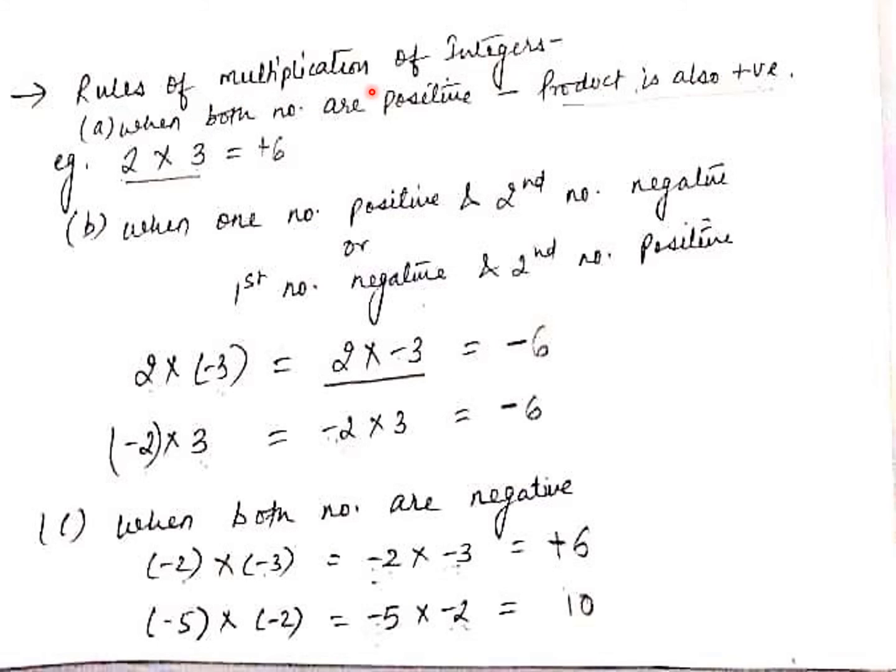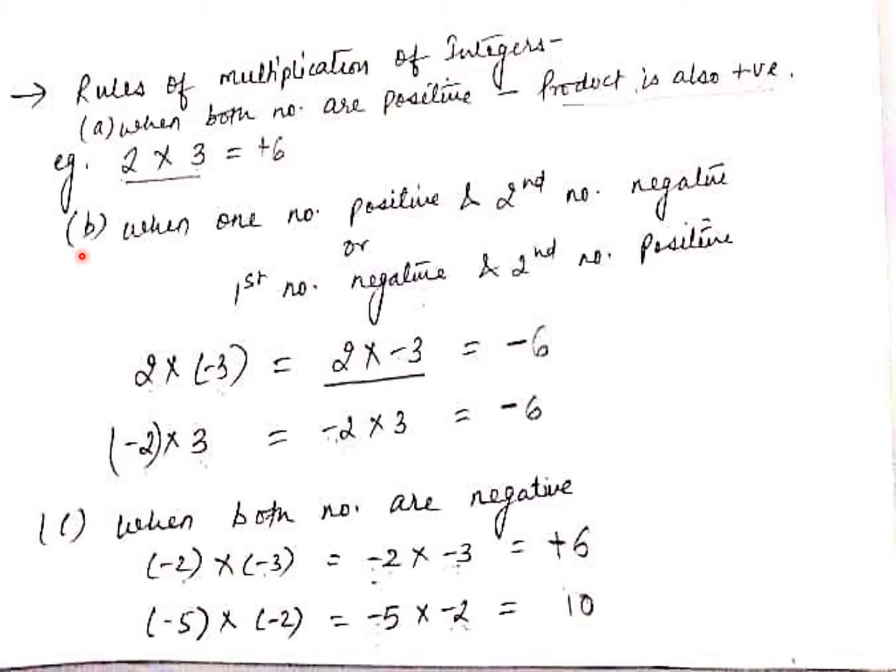Now, the rules of multiplication of integers. Just like addition rules and subtraction rules, we have rules of multiplication also, which are very interesting and a little bit different from the addition and subtraction rules. Just see them one more time. When both the numbers are positive, then the product will also be positive. So 2 into 3 is 6. Also, if both the numbers are negative, we will see that case later on.